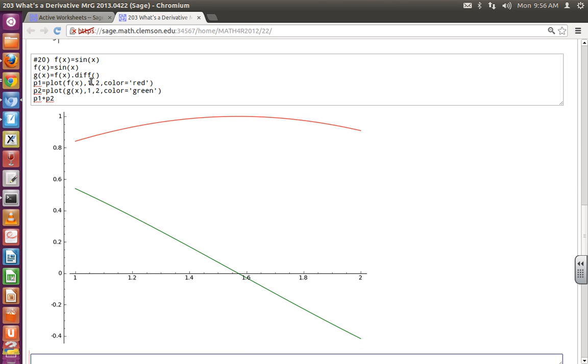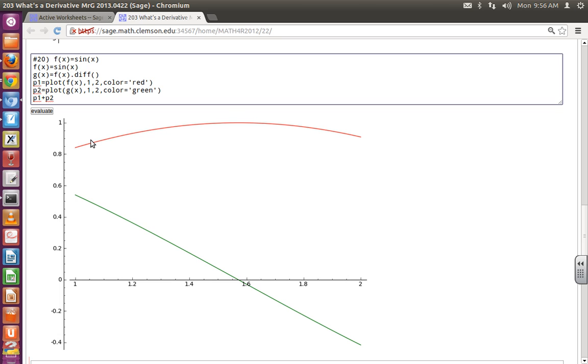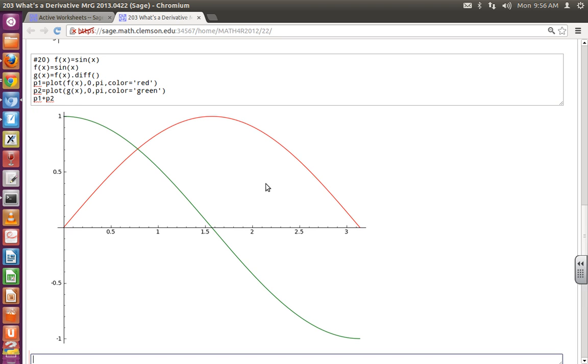All right, let's make it more obvious. Now this is sine, right? How about if we just go from 0 to pi? See more of the sine curve. That's a pi. All right, the red curve is the sine. The green curve is the derivative. Why is the green curve positive, then negative? Any ideas?